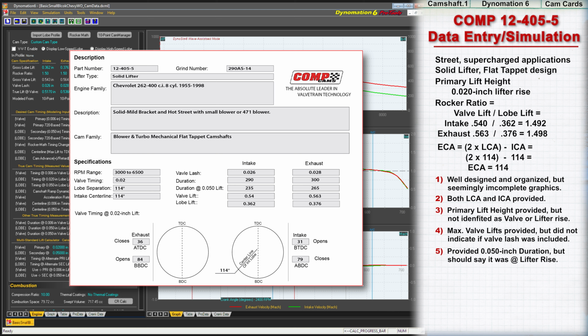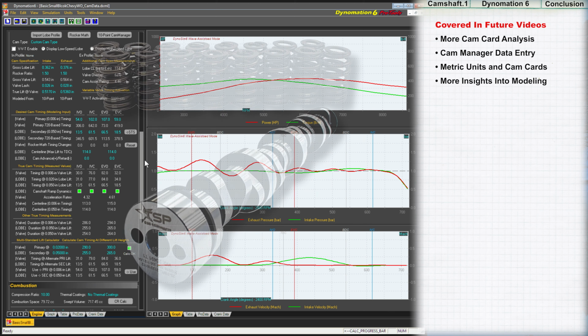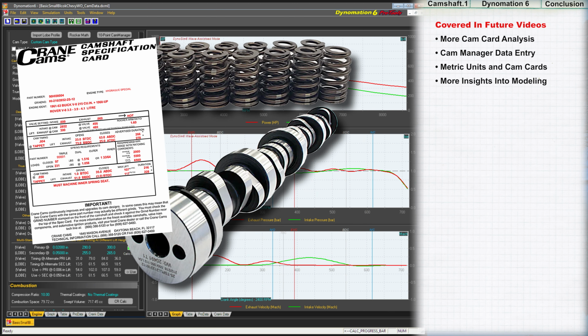I hope this video helped you understand some of the standards, terms, and data made available by cam manufacturers. Please join me again next time when we continue our dive into cam cards and engine modeling.